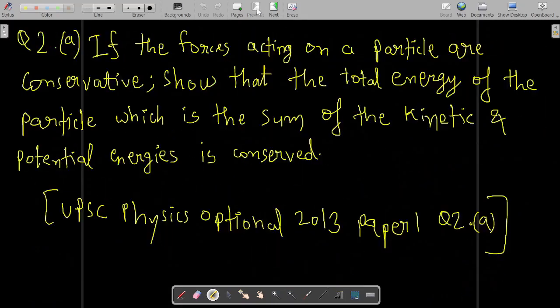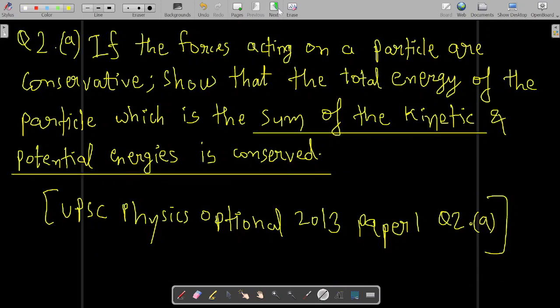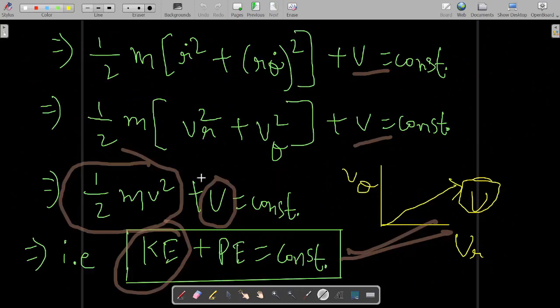Have a look at the question. What was the question saying? The sum of kinetic energy and potential energy is conserved. This is what we had to prove, right? Have a look: kinetic energy plus potential energy is equal to constant. As they are constant, we can say that they are conserved. Sum equal to constant simply means conserved. So in this way you can solve this particular question, which is question 2a.